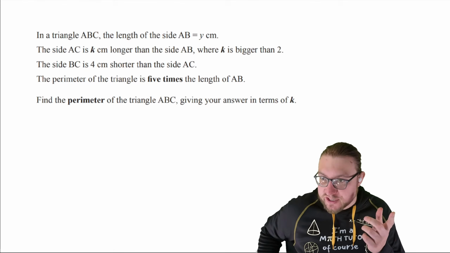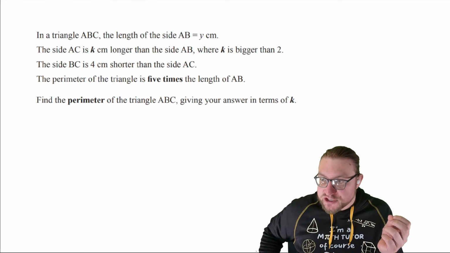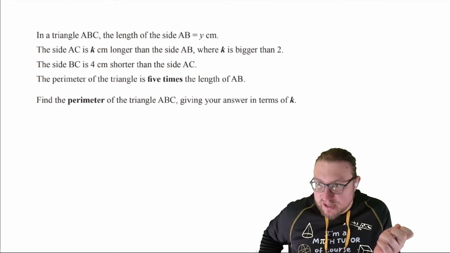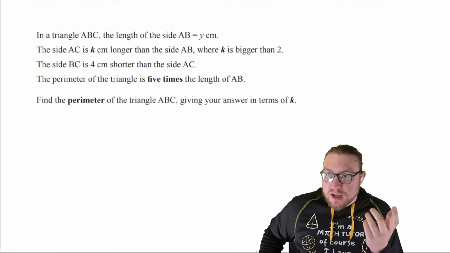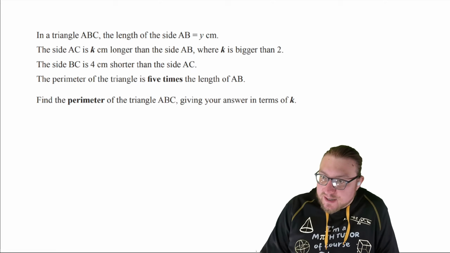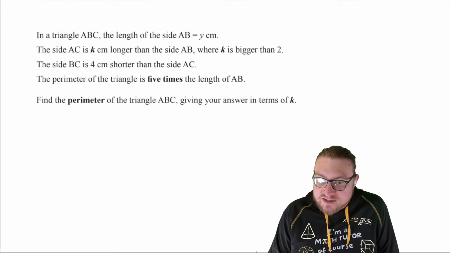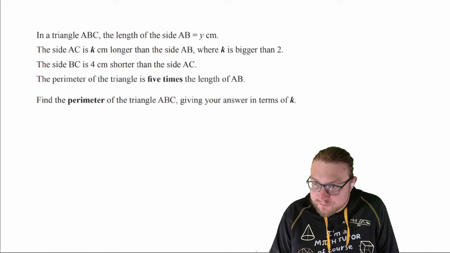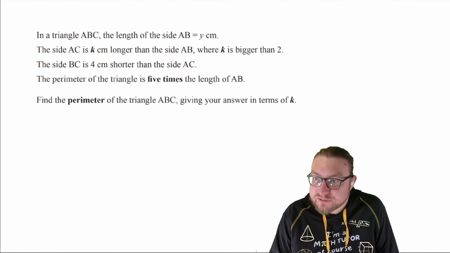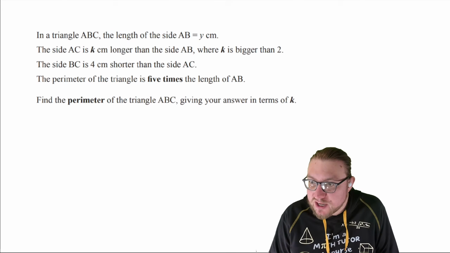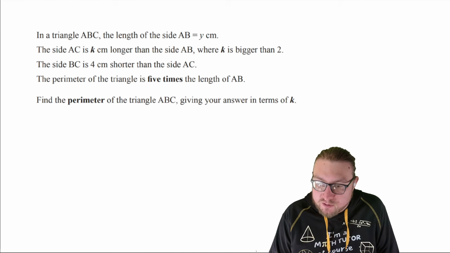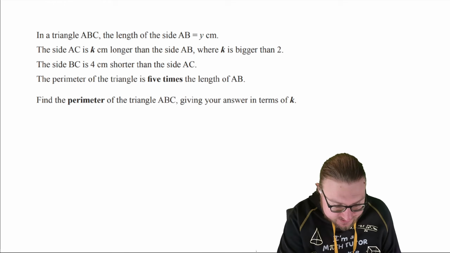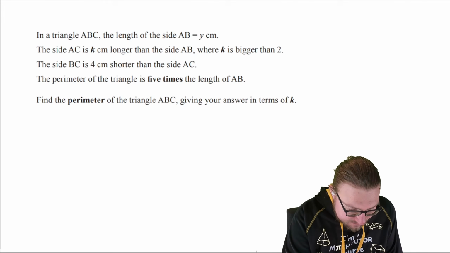Let's have a look at this question here. This is a past exam question as well, and it has a little bit of algebra in it. In a triangle ABC, the length of the side AB is y centimeters. The side AC is k centimeters longer than the side AB, where k is bigger than 2. Okay, so far already we have so much information we can't keep track of it. So what we're going to do is we're going to start one by one, sentence by sentence, and make sense of it in a little diagram.